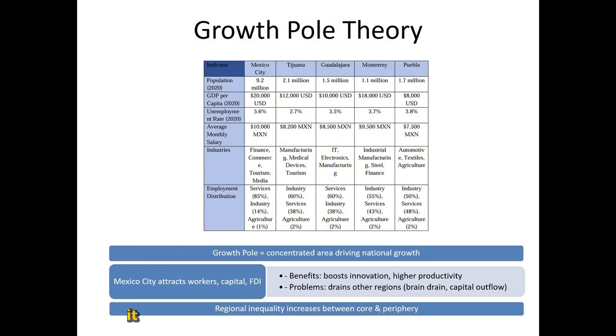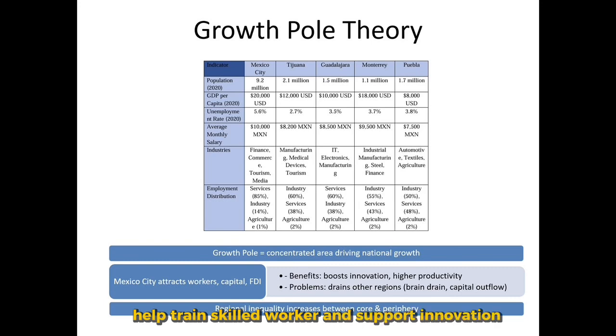theory because it is home to many national and global companies, banks, and government institutions. Almost 90% of the economy comes from services like finance, media, and telecom. It gets the biggest share of foreign investment, about 27% of the national total. And top universities like UNAM and TEC help train skilled workers and support innovation.